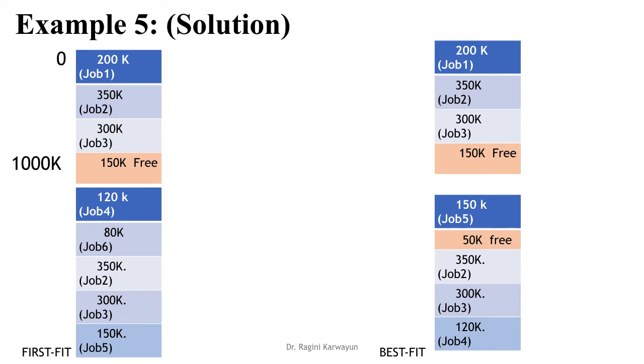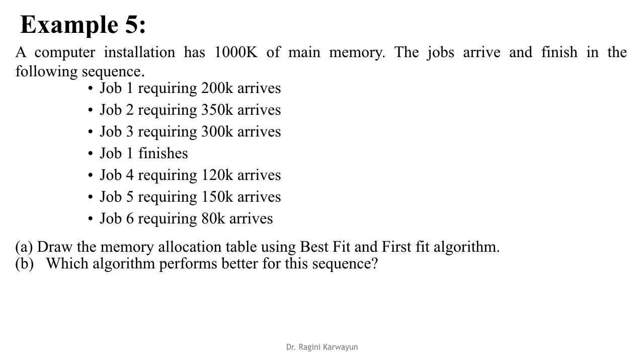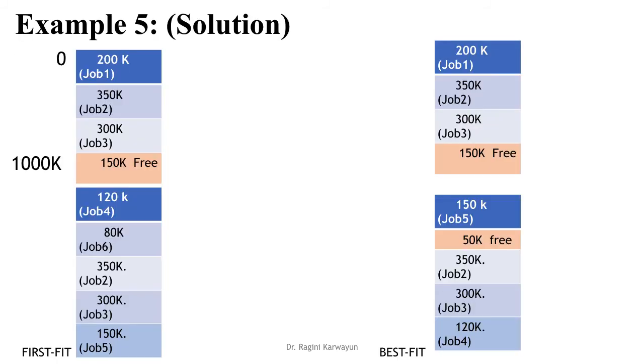So यहाँ पे थोड़ा सा आप देखिए कि how these processes are allocated. सबसे पहले job 1 requires 200K, job 2 requires 350K and job 3 requires 300K. तो हमने यहाँ पे जॉब 1 को 200, 350 और 300 दे दिया है. 150 is left out from this 1000K partition. This is in the first fit algorithm.